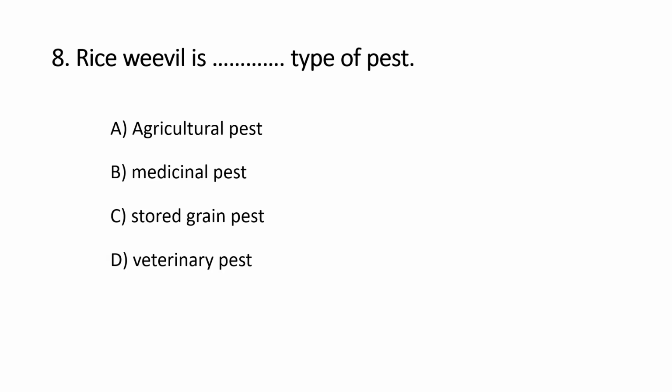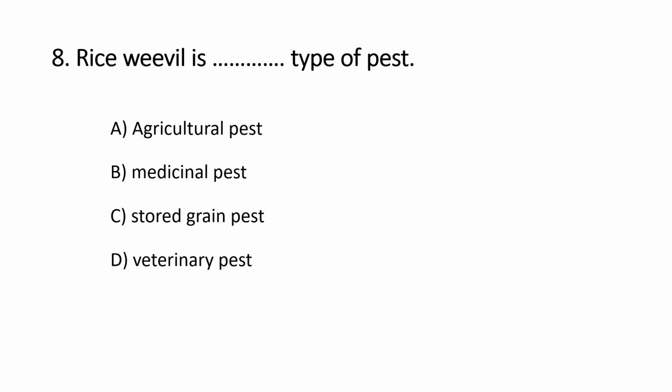Next, rice weevil is a type of pest. Here the options are agricultural pest, medicinal pest, stored grain pest, and veterinary pest. We know agricultural pest means the insect pest which attacks agricultural plants and causes damage to agricultural crops, reducing the yield. This is called agricultural pest, like Jowar stem borer.